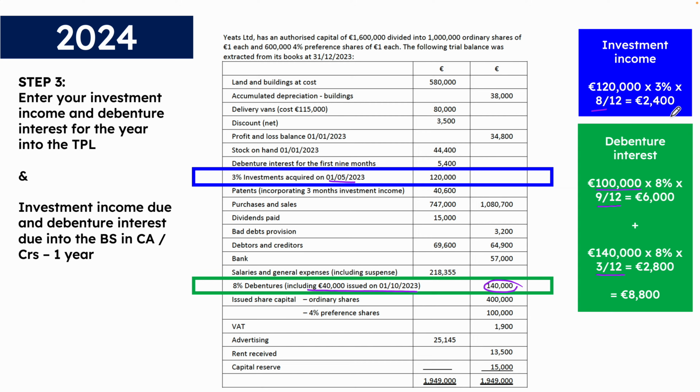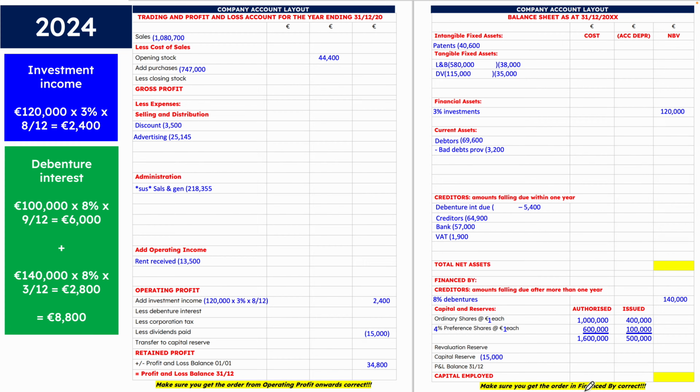So we've got 2,400 investment income for the year, which needs to go into the TPL. And we've got 8,800 debenture interest for the year that needs to go into the TPL. So they can go straight in here, and it's absolutely fine for you to do your workings here. Okay, you're going to be getting marks for these words. A lot of the years in the marking scheme, you don't see it in the marking scheme published online, but you're getting marks for these words here, and you're banking marks nice and early.